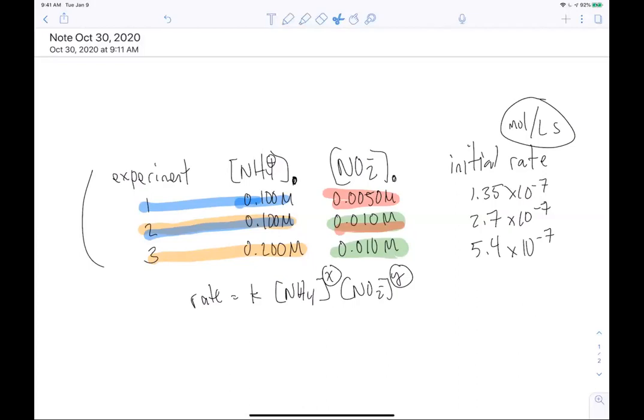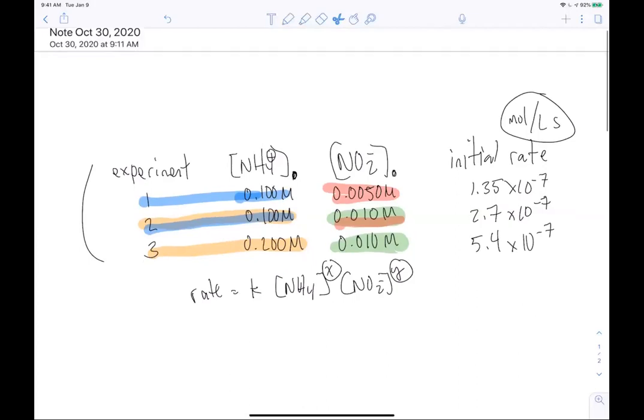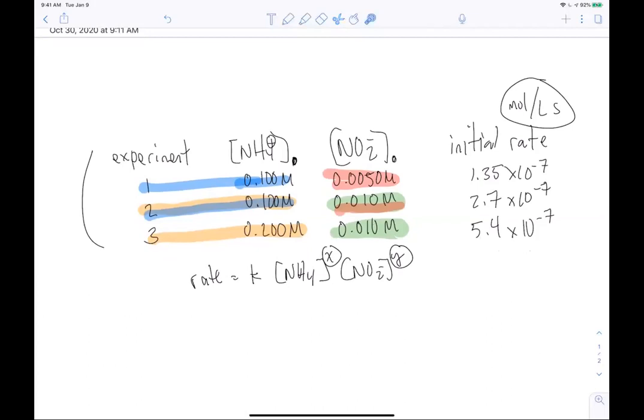All right, yeah, so we're talking about the method of initial rates, and experimentally what you end up doing here is you just hold one thing constant. So like between experiment one and two, the ammonium concentrations are held constant, but you can see that the nitrite concentrations are changing. And this is what you would do naturally.